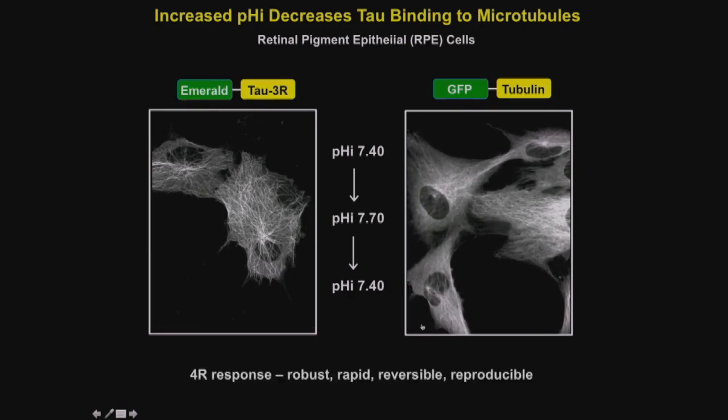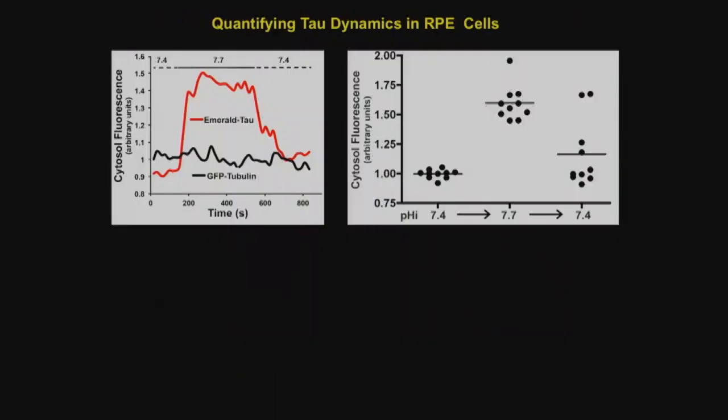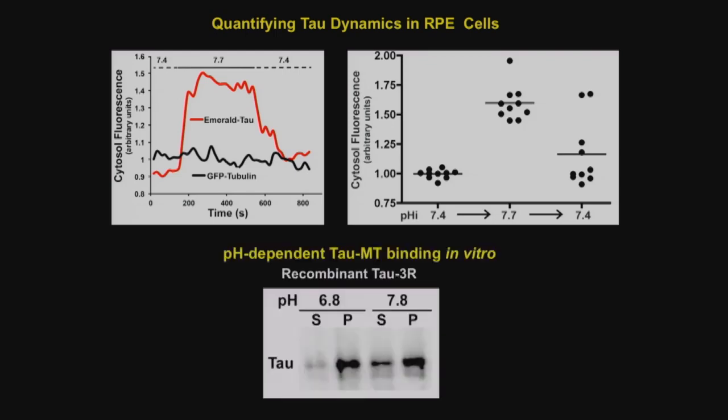We call this, sort of as a pun to tau 4R, a 4R response, as shown here: robust, rapid, reversible, and reproducible. So we can quantify this. It's very, very rapid. If we measure just cytosolic fluorescence, emerald tau falling off of microtubules, it's very rapid on, very rapid off. No effect on tubulin. And then we can score this and quantify it for multiple cells. And we can show in vitro that it's pH dependent, that at a higher pH, less tau is binding.